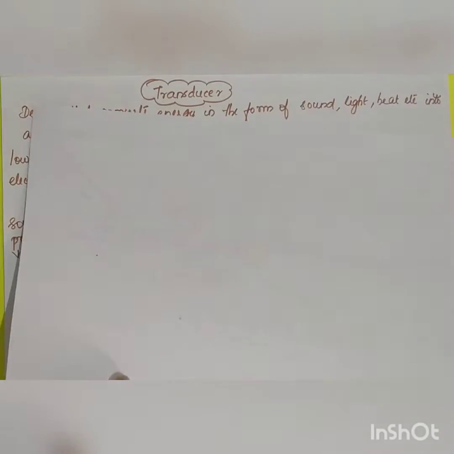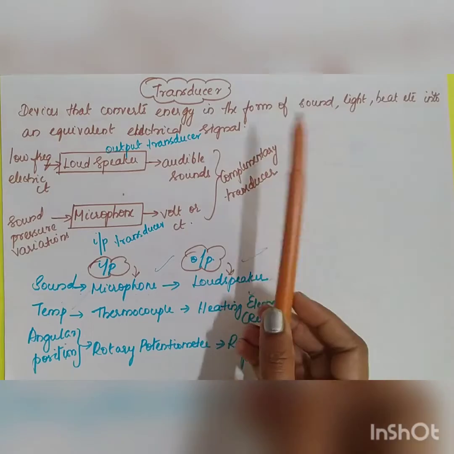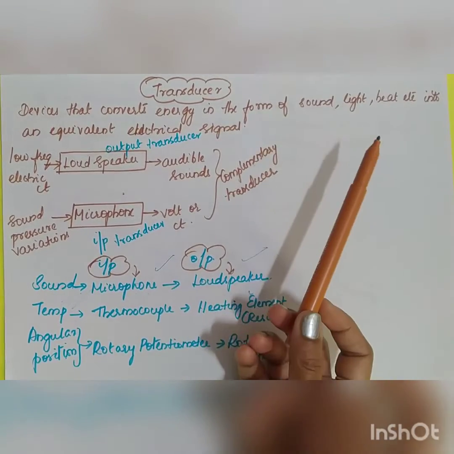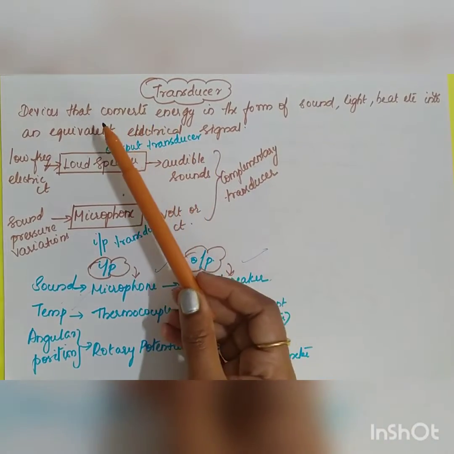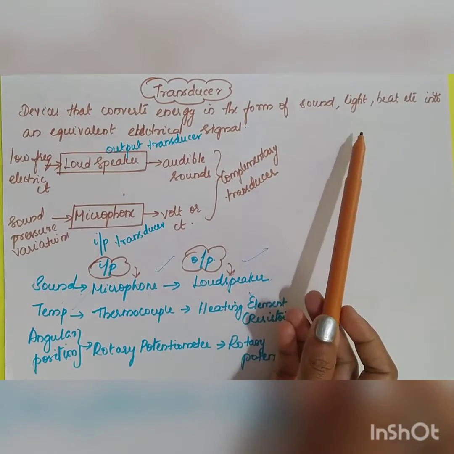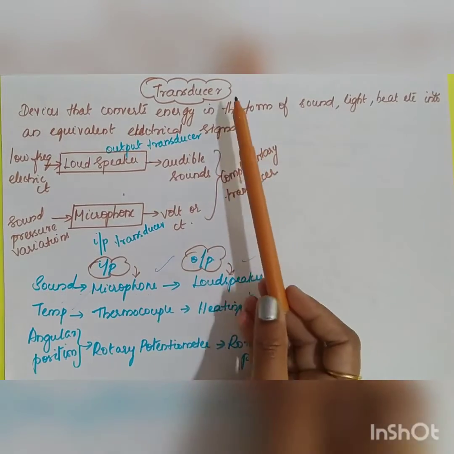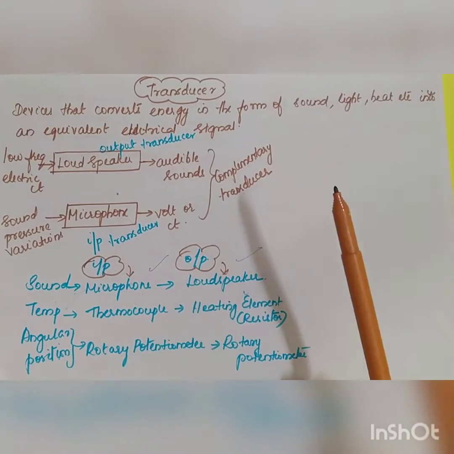Your next topic is the transducer. So what is meant by a transducer? A transducer is generally a device which converts one energy form to another, right? Devices that convert energy in the form of sound, light, heat, etc. into an equivalent electrical signal are called transducers. So a sensor is one subset of your transducer.